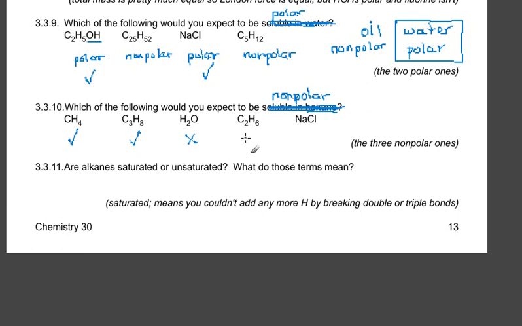C2H6 is ethane. Sorry, that was harder than it should have been. Ethane is an alkane, so that should be fine. And NaCl is highly polar because large difference in electronegativity, so no. And the answer says, yeah, find the three nonpolar ones, and those are the ones that will dissolve in hexane.